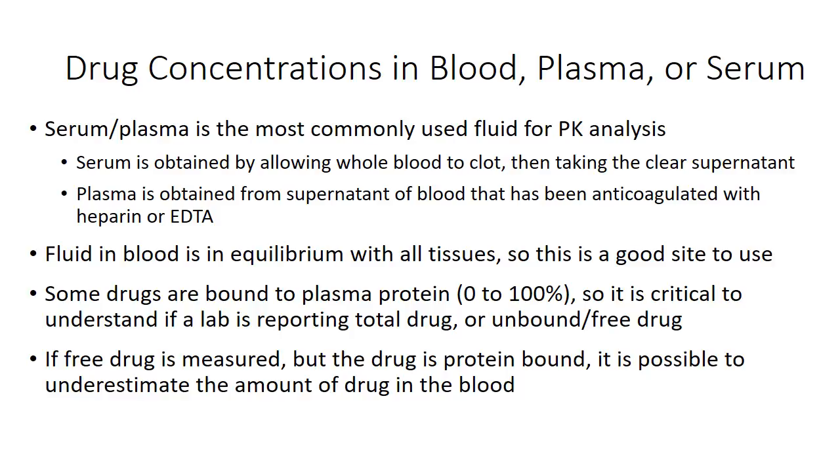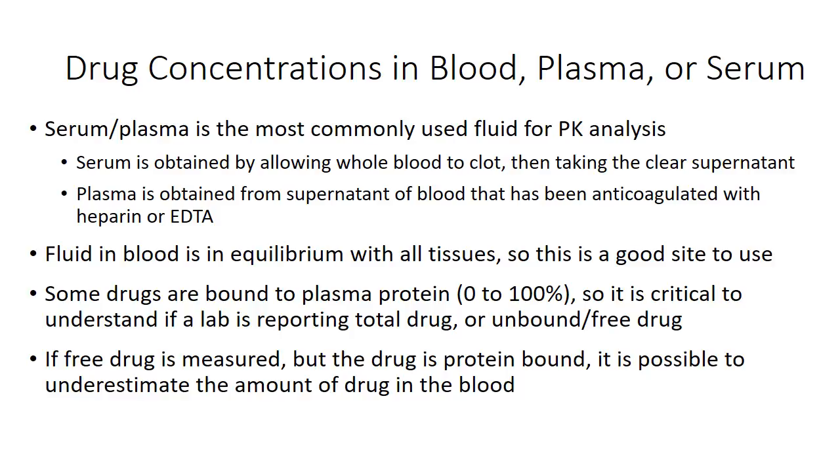Fluid in blood is in equilibrium with all tissues, so that's why it's the most commonly used fluid for pharmacokinetics. Because the blood is where the drug usually is first widely distributed, and then it's in equilibrium with every tissue, like the brain, kidney, liver, etc. So that's why we use it most often.